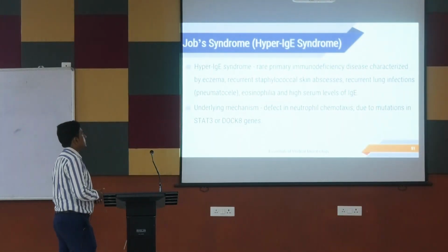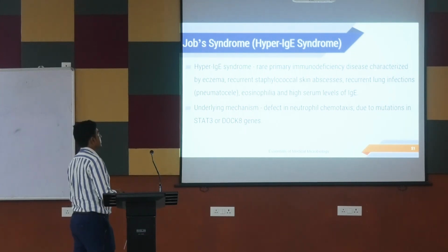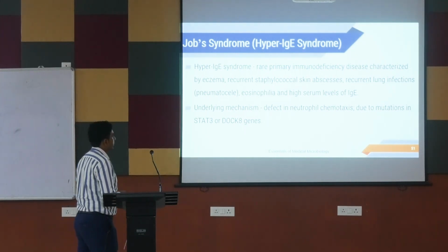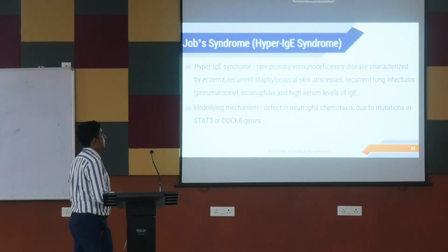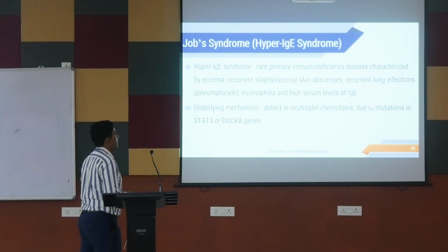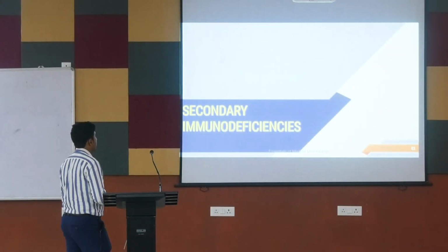Job syndrome, hyperimmunoglobulin E syndrome. This is a rare primary immunodeficiency disease characterized by eczema, recurrent staphylococcal skin abscesses and lung infections, eosinophilia and high serum levels of immunoglobulin E. কেন হচ্ছে এটা? Defect in the neutrophil chemotaxis due to mutations in the STAT3 or DOCK8 genes.